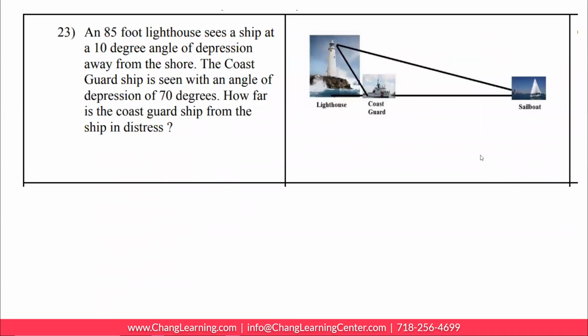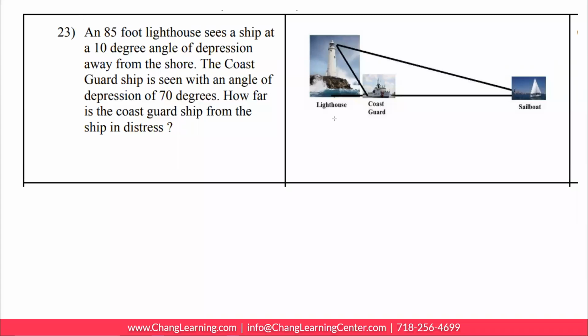For this next problem, you have to use the SOH CAH TOA functions twice. First with the lighthouse and the Coast Guard ship, the right triangle that's formed, and also with the Coast Guard and the lighthouse and the sailboat. So what I'll do is I'll draw those two triangles separately.